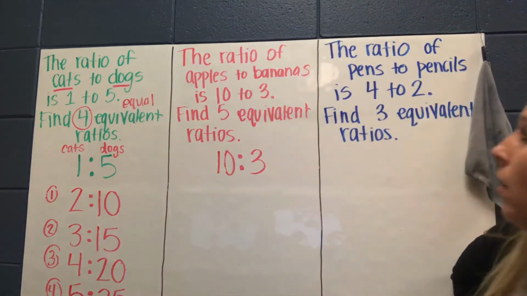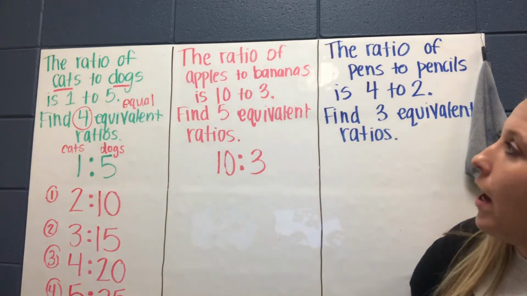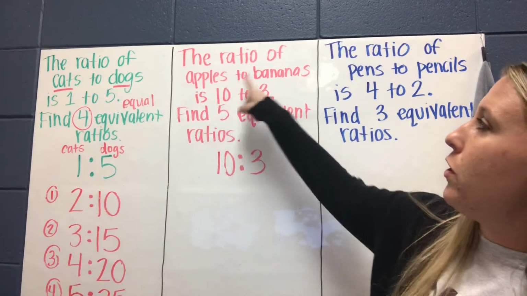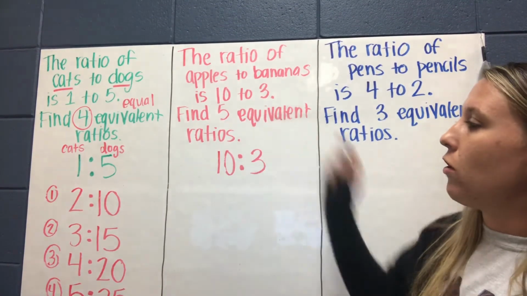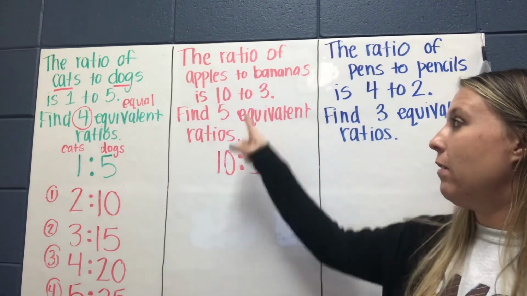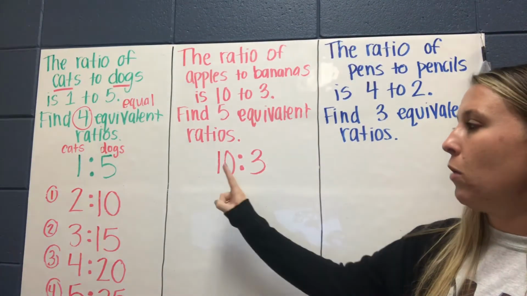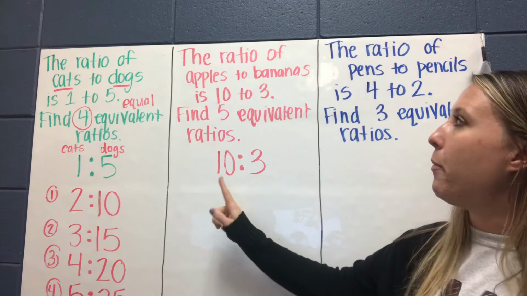Okay, all right, let's go ahead and do number 2. The ratio of apples to bananas is 10 to 3. So we went and wrote it from word form to colon form. So what does this 10 represent? Is it apples or bananas?